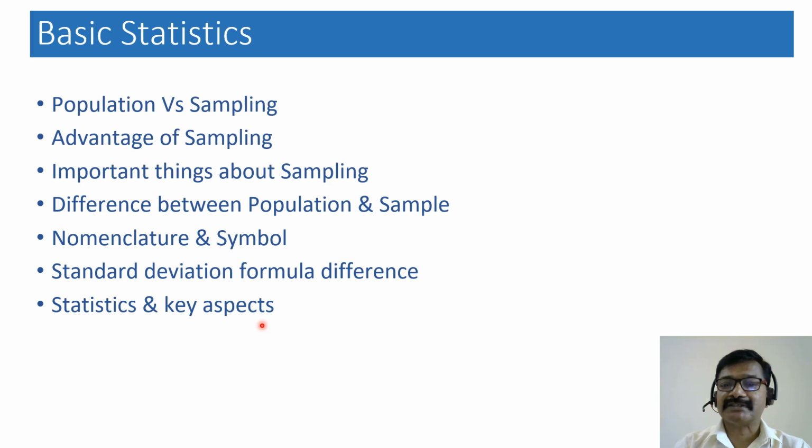The key aspect is the types of statistics. It is descriptive statistics. Second one is inferential statistics. Then types of data. So which kind of data can be used in the sample, all of which we are going to see.